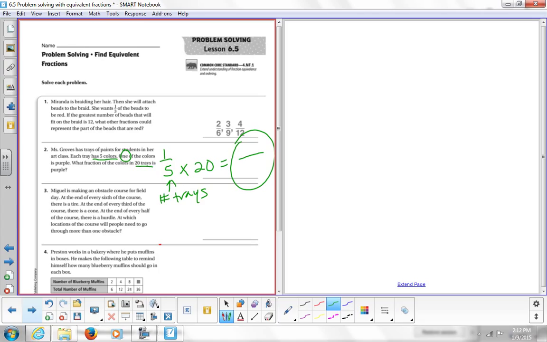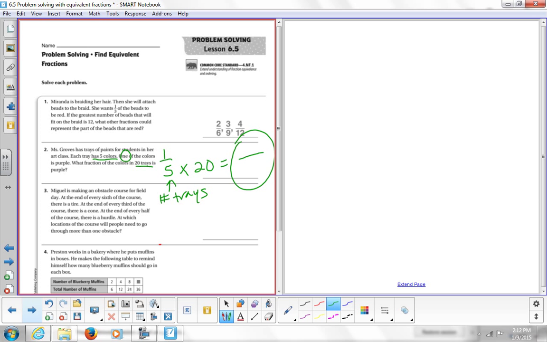All right, the next one: Miguel is making an obstacle course. So we're working on number 3 now. Miguel is making an obstacle course for field day. At the end of every 1/6 of the course, there is a tire. At the end of every 1/3 of the course, there is a cone. And at the end of every 1/2 of the course, there is a hurdle. At which locations of the course will people need to go through more than one obstacle? Okay, so this was a little bit difficult for me. So what I did is me and Mrs. Skata worked together and figured it out.